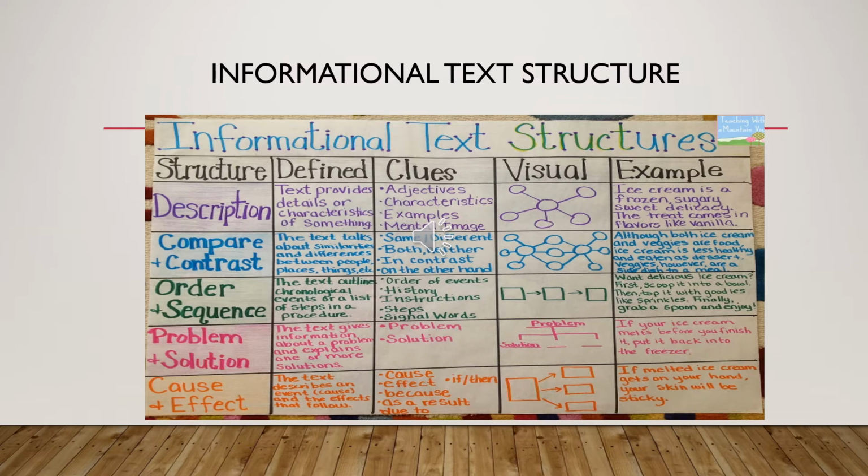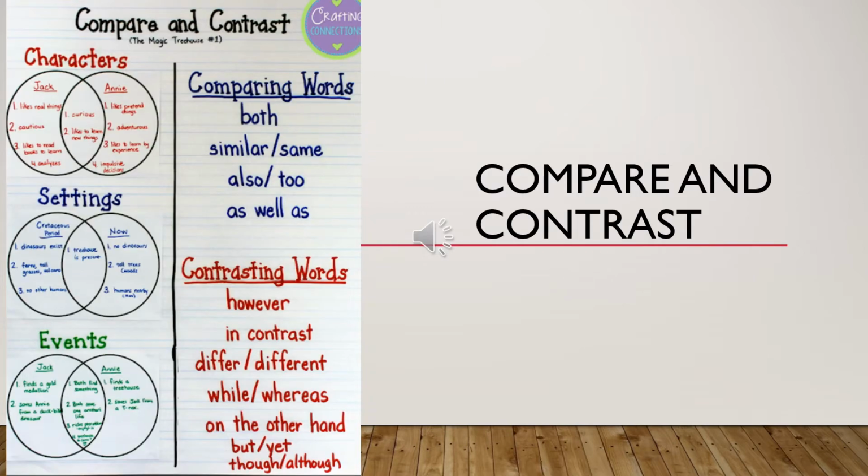Often, too, the language in whatever the writing feature is will have some clues to help you to determine if it is in fact a compare and contrast piece. So on this slide you see that there are three different Venn diagrams. Remember I talked about those pieces of vocabulary or language that would help us to determine if it is a compare and contrast piece. Obviously, this writer was trying to compare Jack and Annie in the first example.